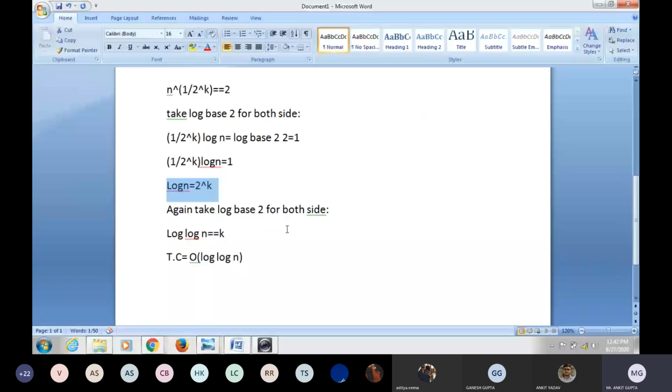Then again I will take log base 2 on both sides. So I am getting log n is equal to k. Fine. Did you get this?